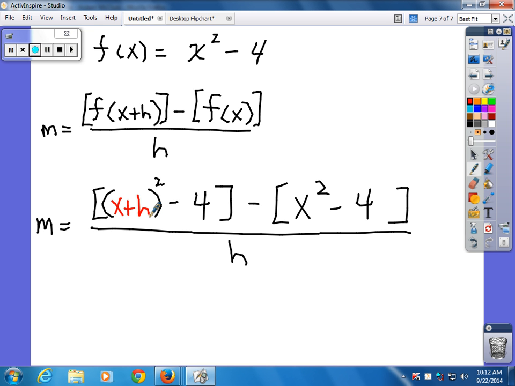There's no x. Wherever there's an x, you plug in what? X plus h. So, maybe it would help if I did this. Maybe that'll help a little bit. Wherever there's an x, you put a big set of parentheses. If it doesn't have an x beside it, you just put it down.